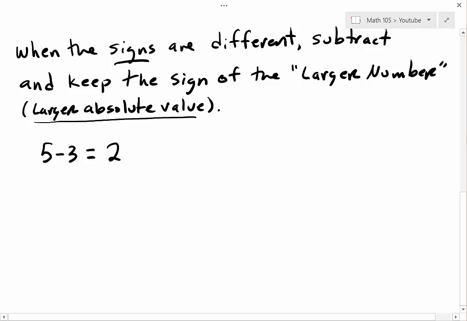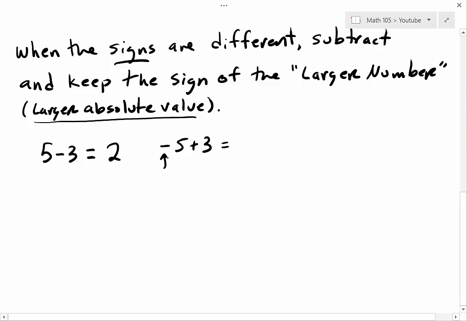That might sound very complicated. You know, why do all those things if 5 take away 3 is just 2? That's correct. But when we get more sophisticated problems, it's going to help us. For example, negative 5 plus 3. What does that equal?